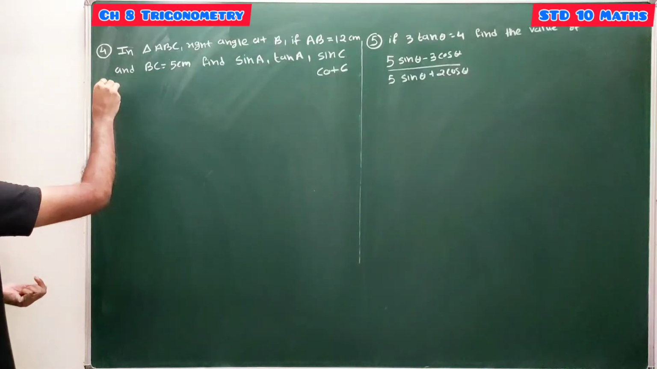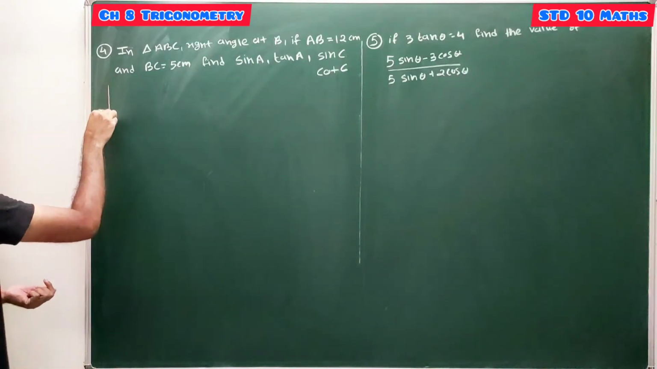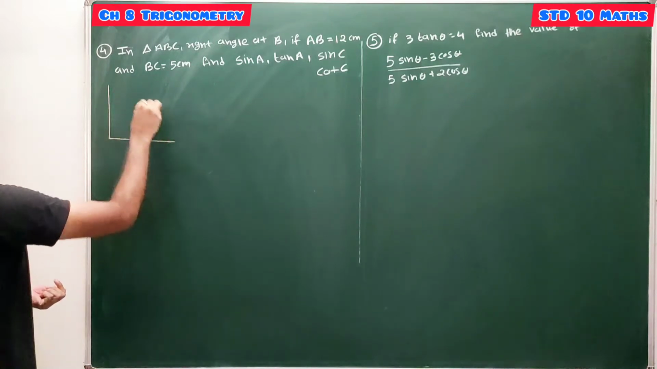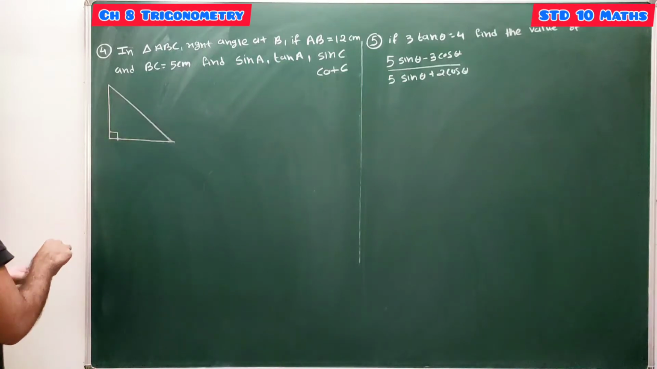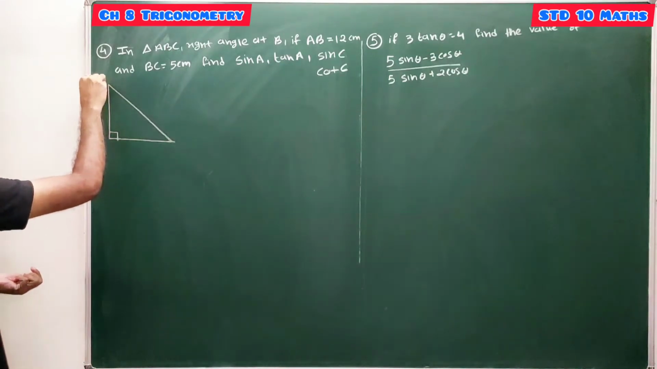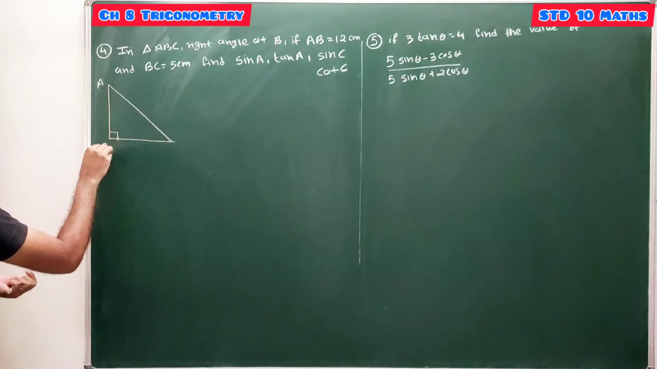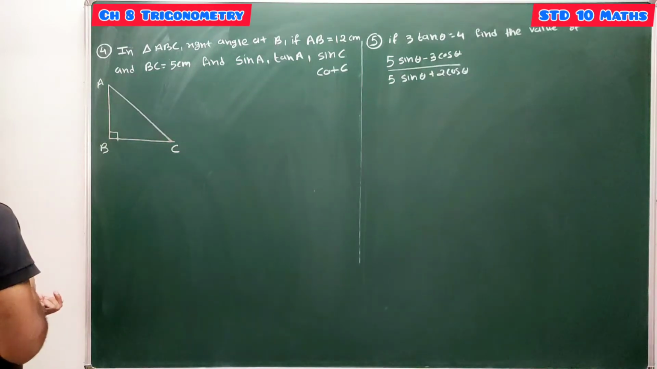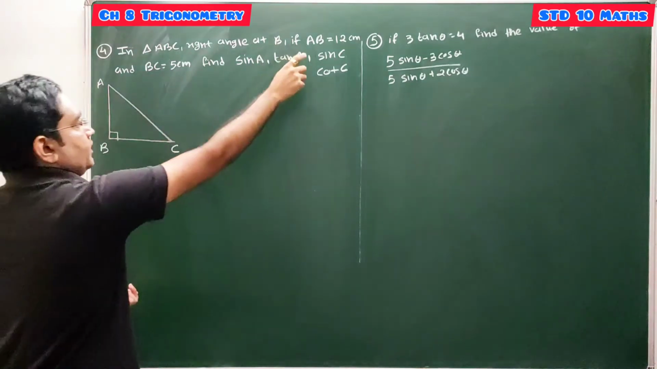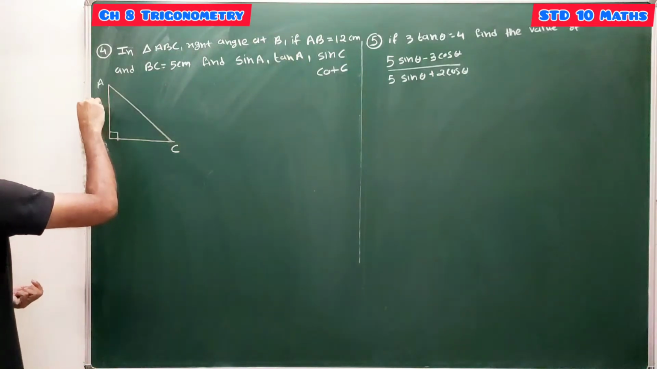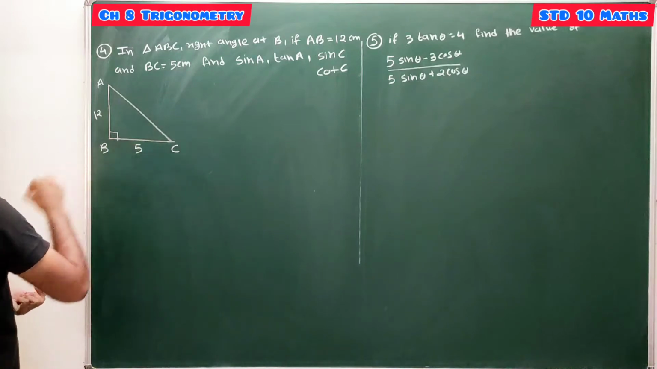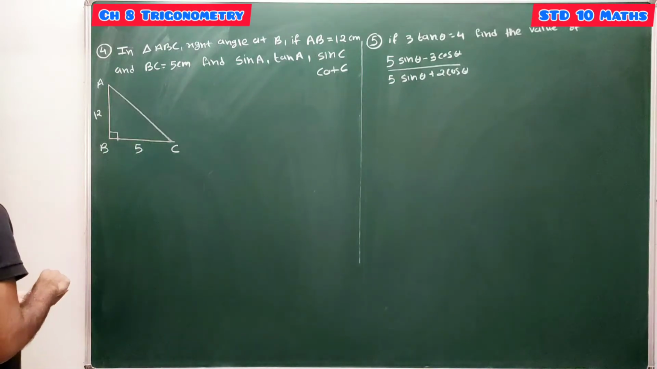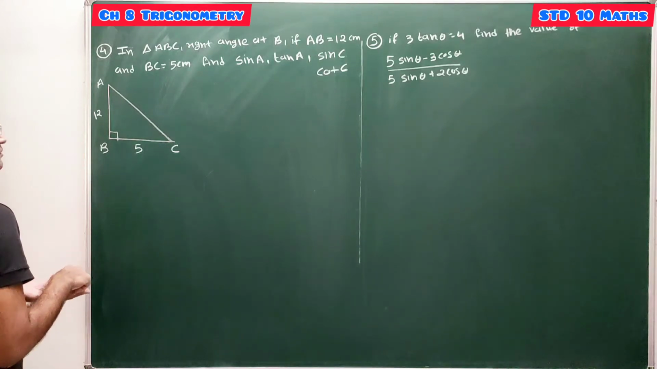This is given right angle at B. So this one is triangle ABC, which is right angle at B. So this one is A, B, C. Right angle ABC, right angle at B. If AB equal to 12, length of AB side is 12 centimeter and BC side is 5 centimeter, you have to find the value of sin A, tan A, sin C, sec C, or sorry, cot C.